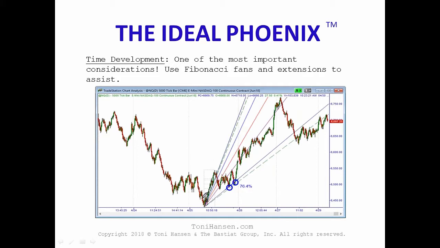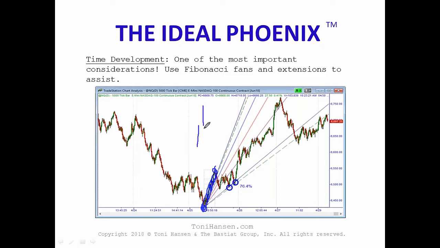With the Phoenix, the timing on it is oftentimes really easy because you can use a Fibonacci fan to help you with it. And that means that if you have a move off of a low where the momentum is average, then you can go and draw a Fibonacci fan from that low to that high. Now here's the trick. It has to be an average momentum move.